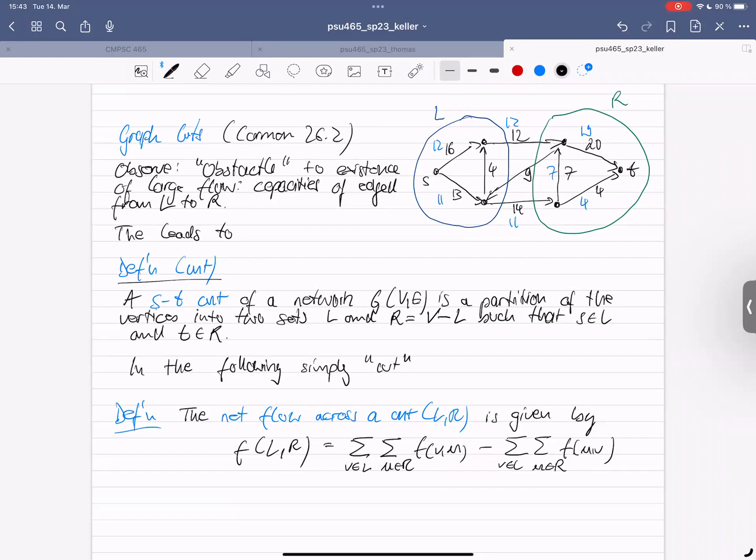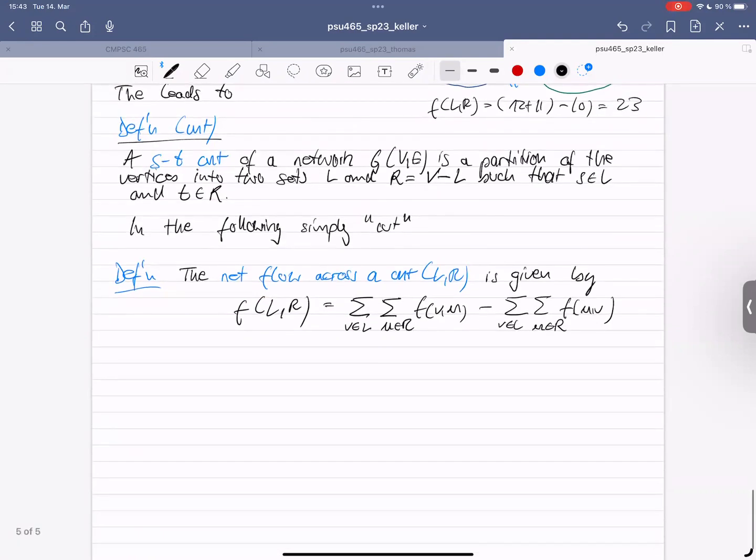Yeah, 23, exactly. This is basically the sum of these two flows, 12 and 11, and nothing comes back on this edge, so we don't have to subtract anything. That's why the net flow in this case is equal to 23. So F of LR is simply 12 plus 11 minus, I'm just writing this explicitly, 0, which is equal to 23.